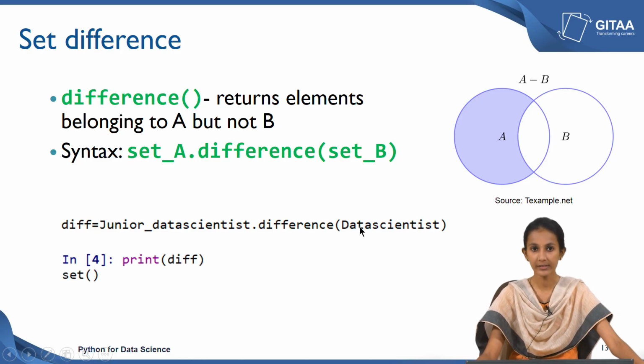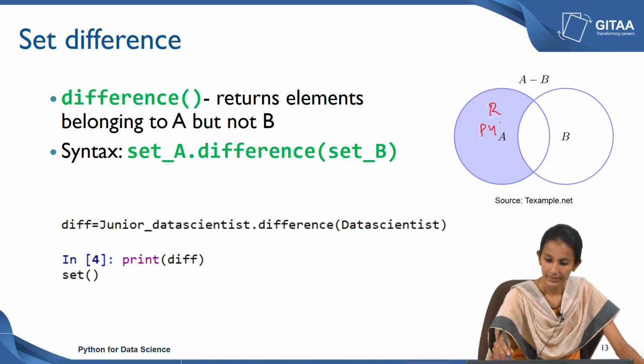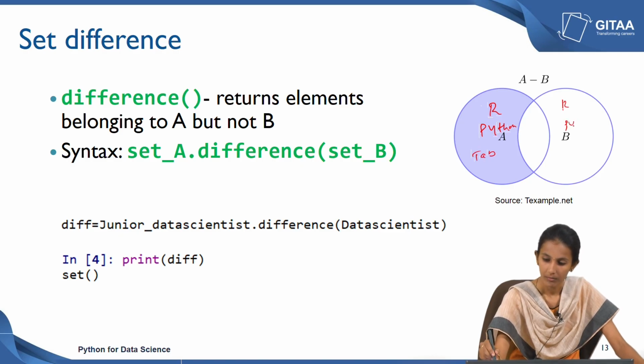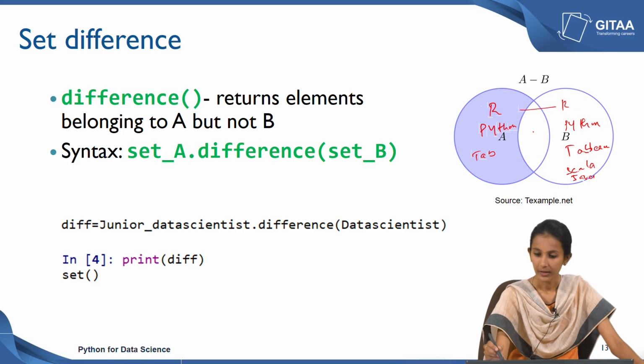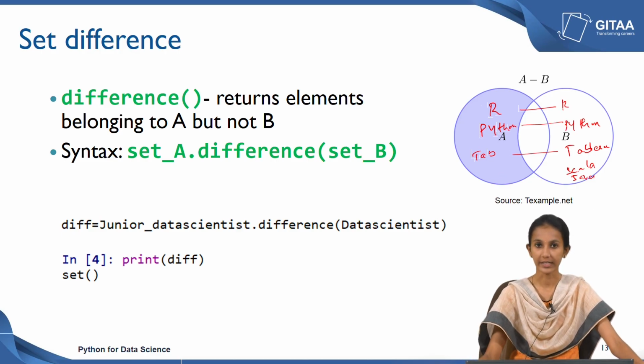When you print diff, it gives a null set, because we had R, Python, Tableau here, and here we had R, Python, Tableau, Scala and Java. When you find the difference, this gets subtracted, this gets subtracted, and this also gets subtracted. There are no more elements to subtract in A minus B, so there are no elements left over in A. That is why we are getting a null set.